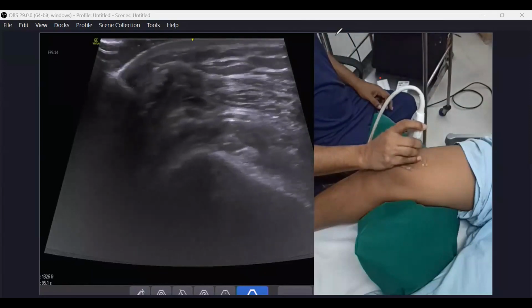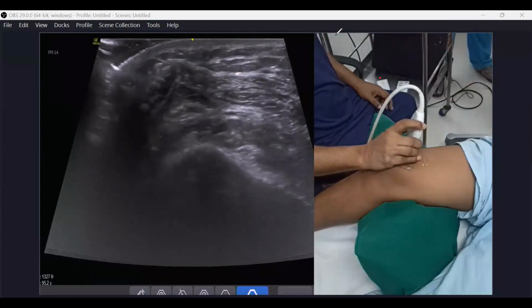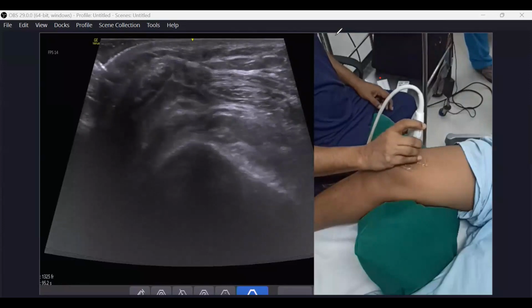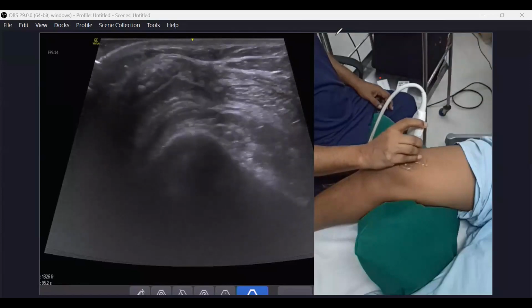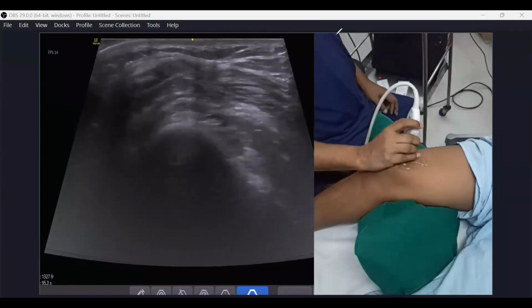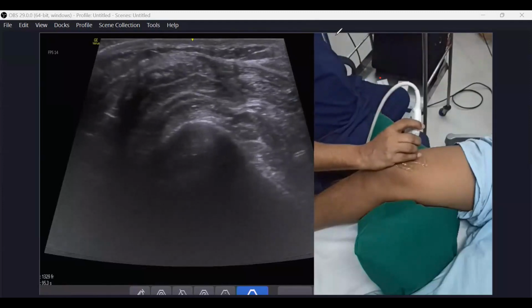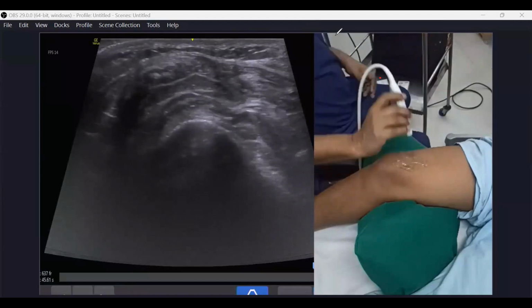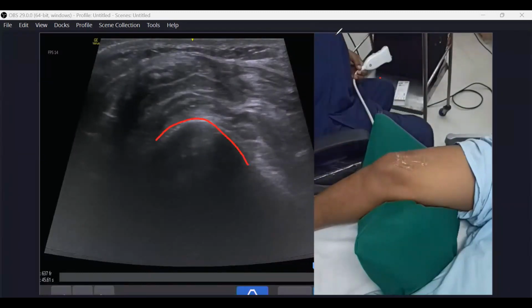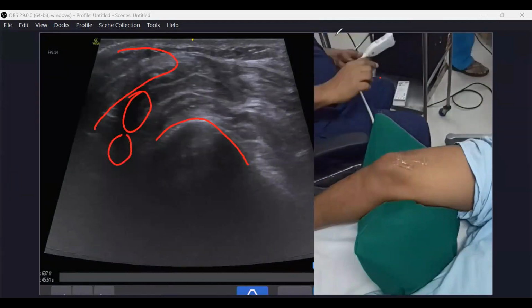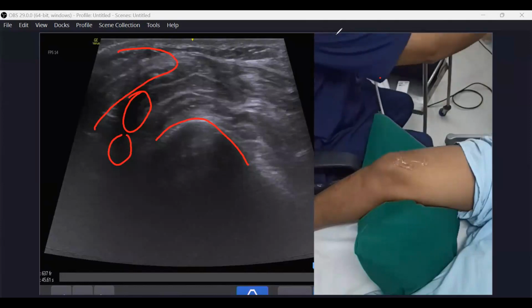And if you are going laterally here, we can see a few other structures that I was discussing: the vastus lateralis muscle, which is becoming the retinaculum, and then below that we have the iliotibial band also. So this is your femur, this is your vastus lateralis muscle, and this is your iliotibial band, and below that, which is not seen nicely, is your biceps femoris muscle.